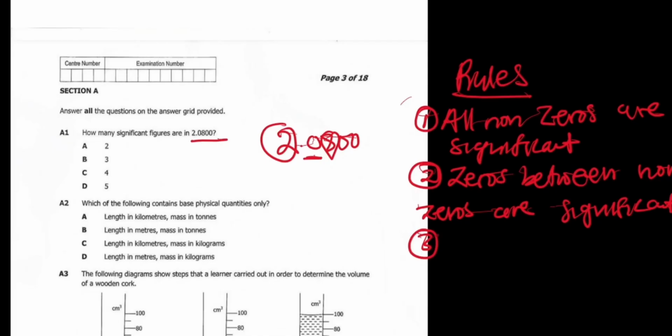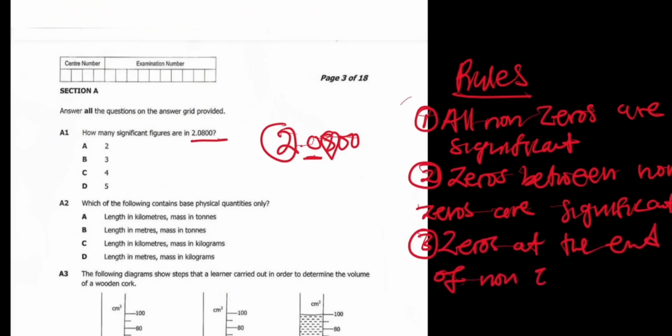Now, the third rule is zeros at the end of non-zeros are also significant. So in this case, you have two zeros at the end. Just know that those two zeros are also significant.